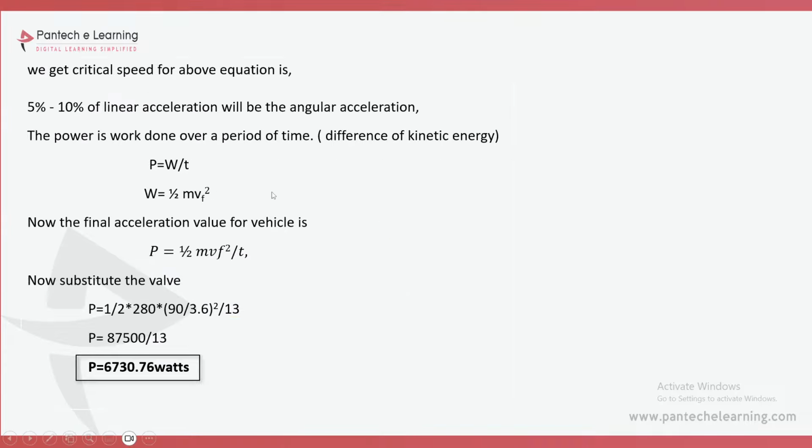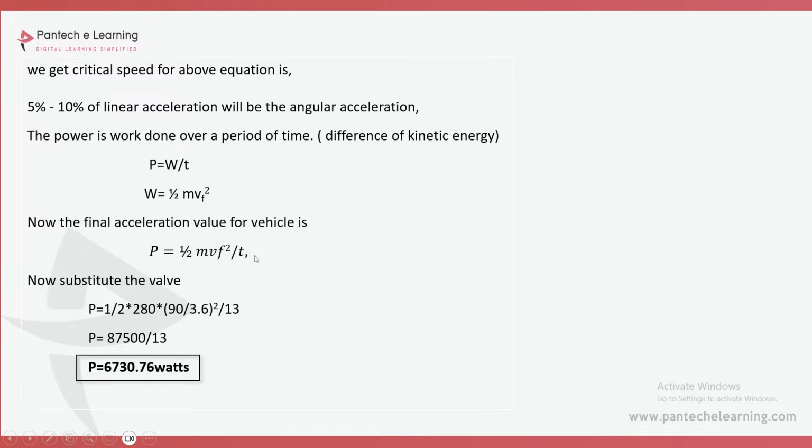Okay, so now you have to calculate how much total power is required to drive your vehicle. Okay, so 5 to 10% of lean axle angle action, so I will neglect it. So the power is work done over a period of time. So P equal to W by T. Okay, so W equal to half into mv square. Now the final acceleration value of the vehicle: power equal to half into mv square by t.